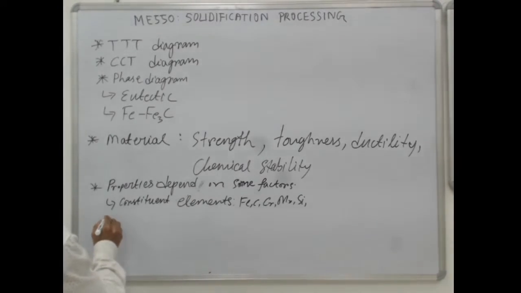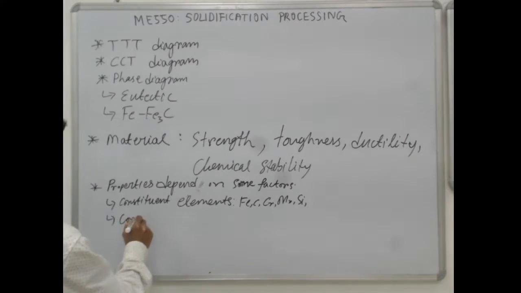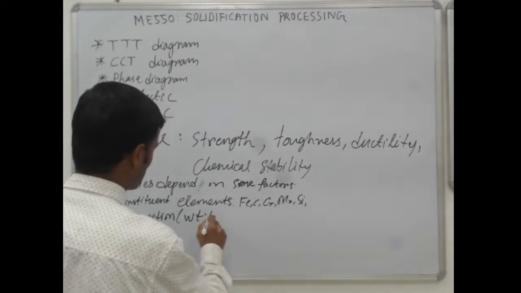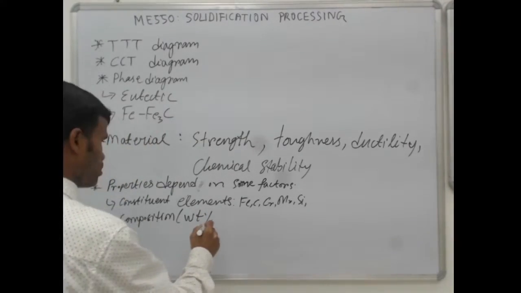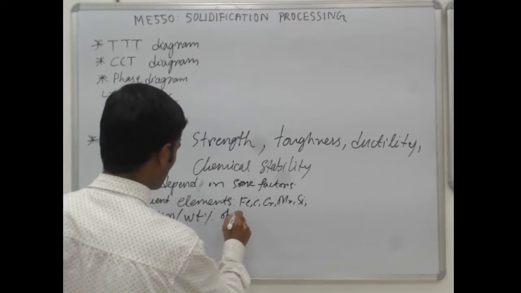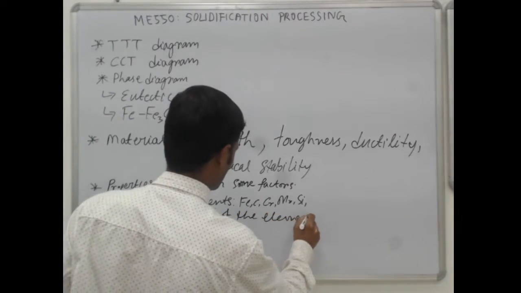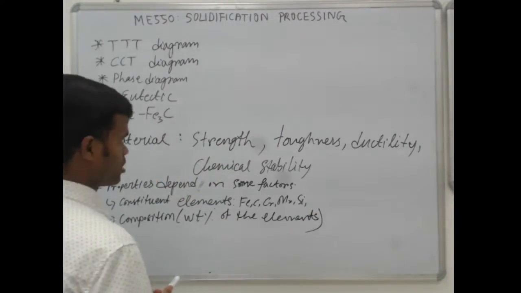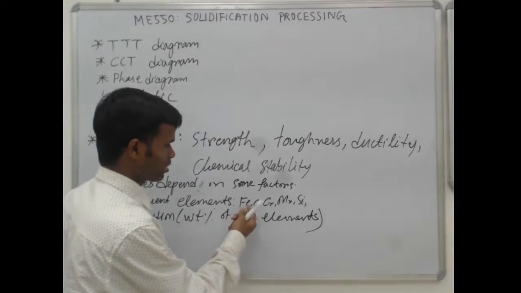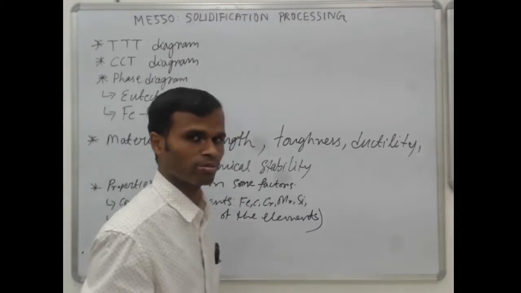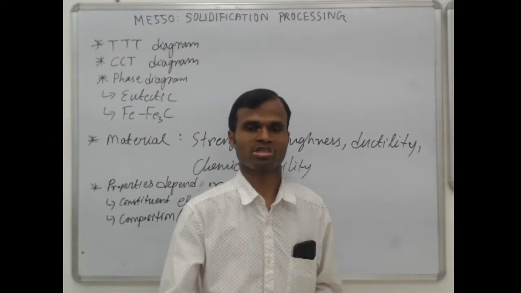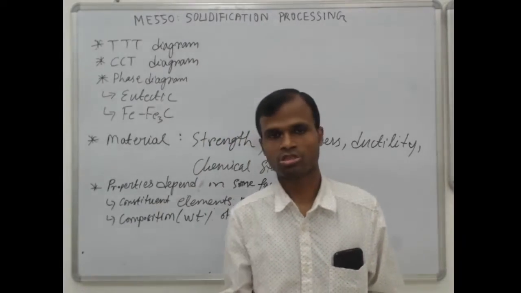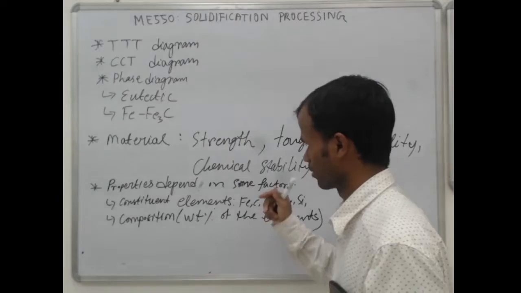The constituent elements and also the composition, the weight percentage of the elements, also matter. Say for an iron carbon alloy, if you vary the composition, you get a wide variety of steel or cast iron. So accordingly their strength also varies depending on the percentage of carbon that the alloy has.